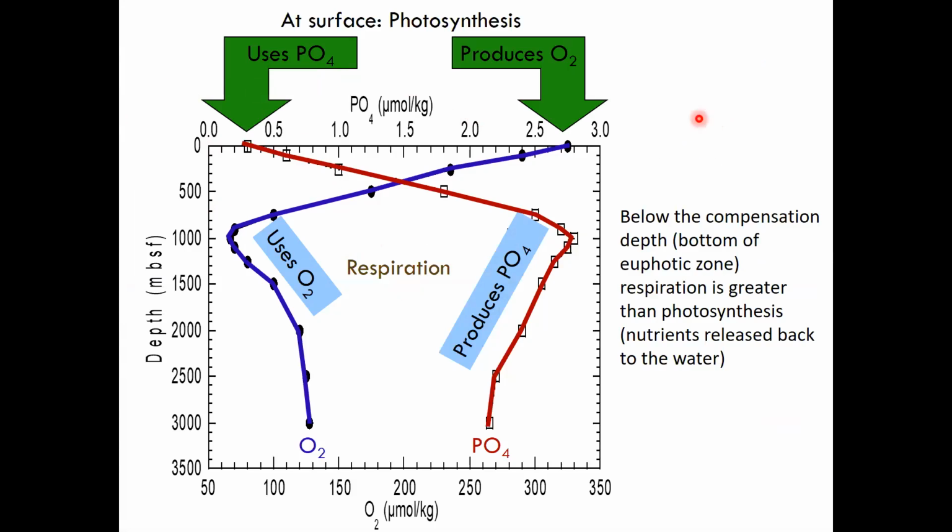At the surface, we have higher oxygen concentrations due to photosynthesis. And then as we get deeper into the water column, we see oxygen concentrations decrease as the heterotrophs take over and we have respiration. Respiration is breaking down organic matter, releasing carbon dioxide, but also releasing whatever nutrients were trapped in that organic material. So as we go deeper in the water column, we'll see higher concentrations of nutrients like phosphate and nitrogen.